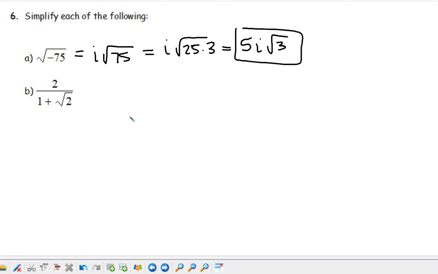To get a radical out of the bottom, it's very similar to those imaginary numbers. You multiply by the conjugate. So I have 1 minus the square root of 2 and 1 minus the square root of 2. So I'm going to distribute in the top. 2 times 1 is 2. 2 times negative square root of 2 is negative 2 square root of 2. So then we distribute in the bottom.